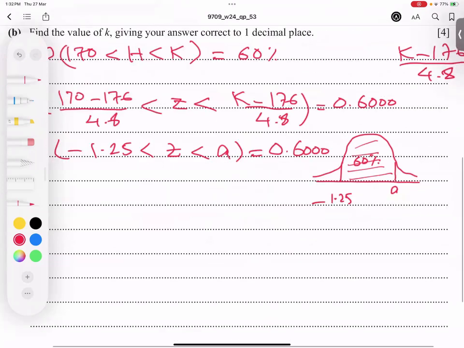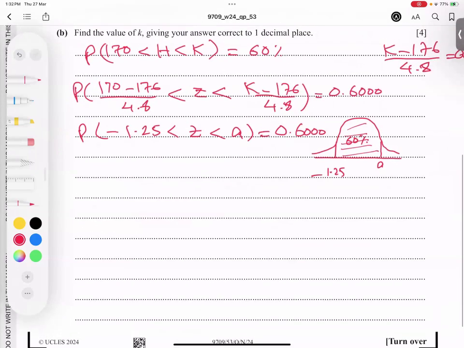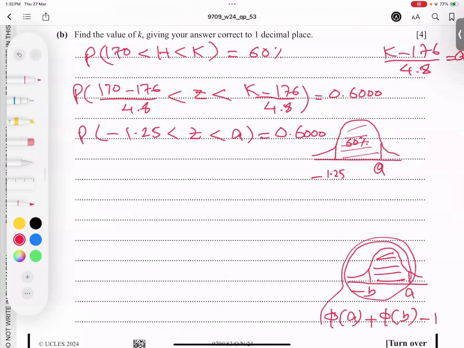I think you got the point, and now we can get it easily. I taught this formula: whenever there are two values, A and B, one positive and one negative, and we're looking for the area in the middle, the formula is phi of the A value plus phi of the B value, without the negative sign, minus 1. I repeat: this full area represents phi of A, and this area I want to subtract is basically 1 minus phi of B.